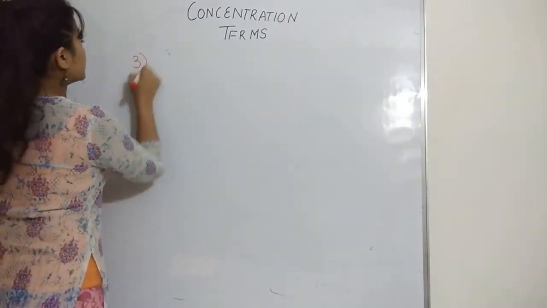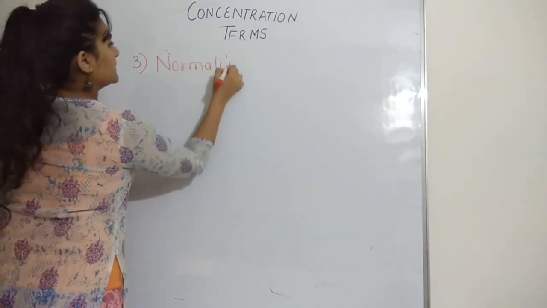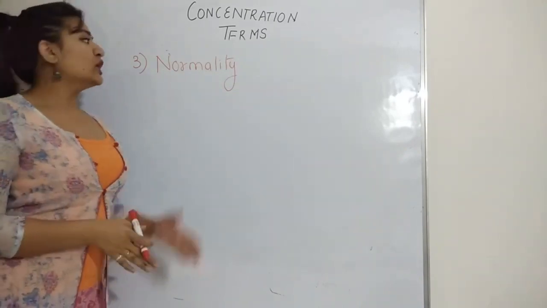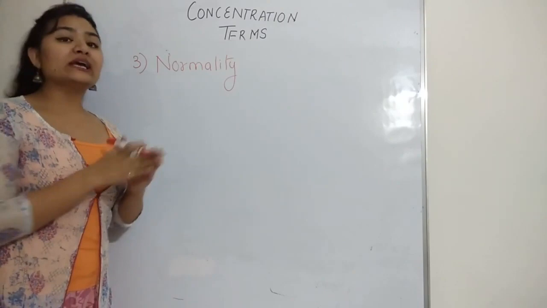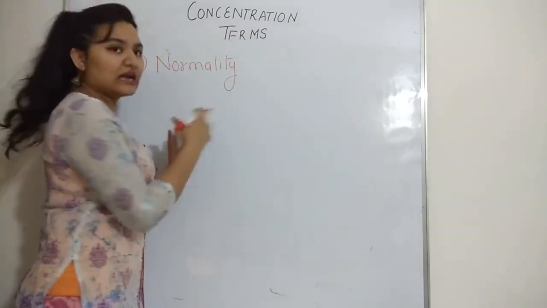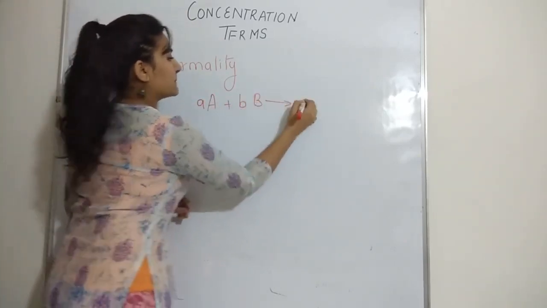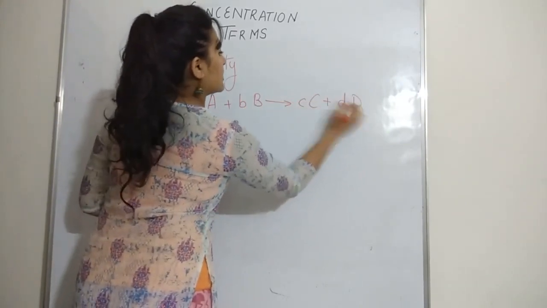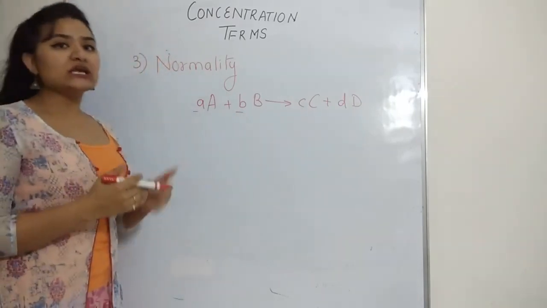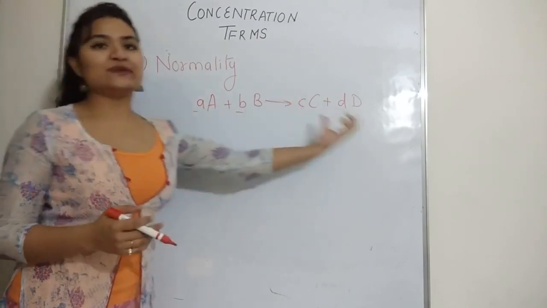Now the third one is normality. Now what is normality? Normality is a bit different. Over here we do not take moles but we take gram equivalents. Now what are gram equivalents? For example, you have a reaction of this type. Now if I take the moles, these coefficients show us the mole ratio of all these reactants as well as products.